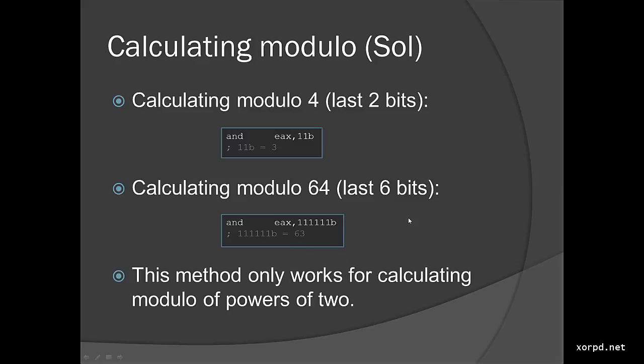Another example, which is pretty much the same. AND EAX with this number, which contains how many ones? 1, 2, 3, 4, 5, 6. 6 ones. 6 bits. This example calculates modulo 64. It does EAX modulo 64. I want to remind you that this method only works for calculating modulo with respect to powers of 2. It won't work if you want to calculate modulo 3. Only powers of 2.